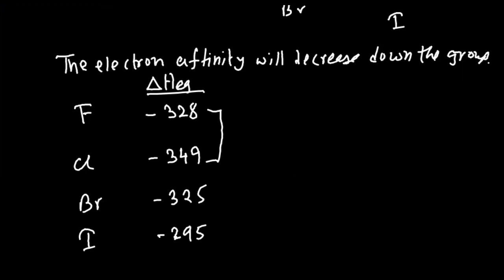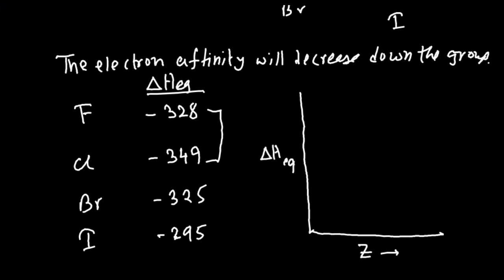If I draw this graphically as well, if this is atomic number Z, and this is your electron gain enthalpy, delta H, electron gain enthalpy, you will observe that if this is fluorine, for chlorine, it will increase.